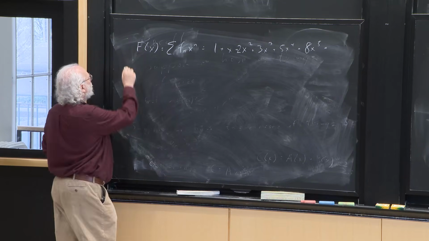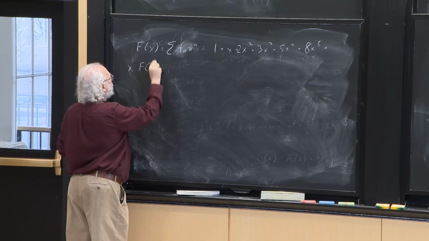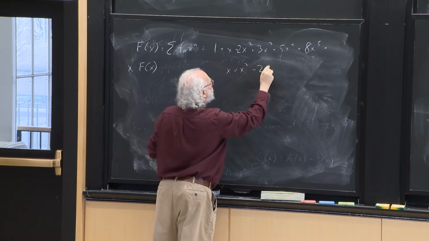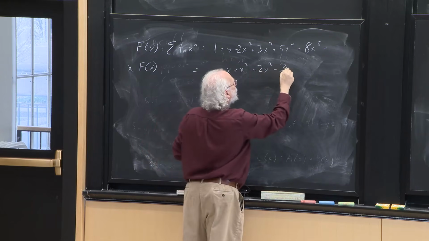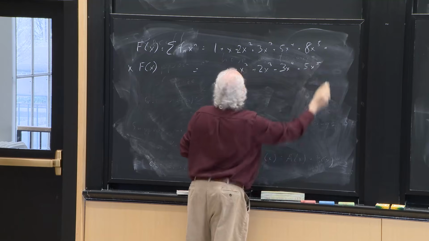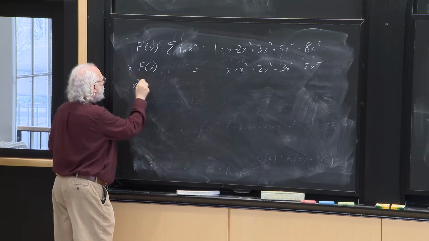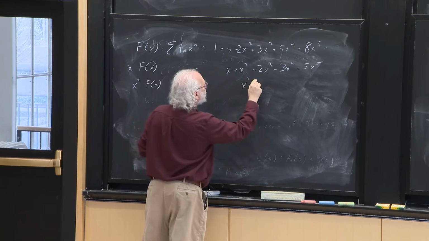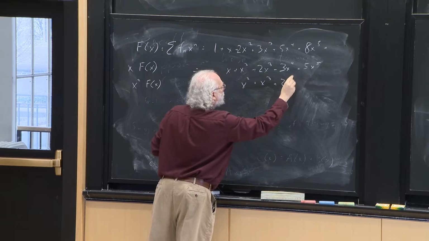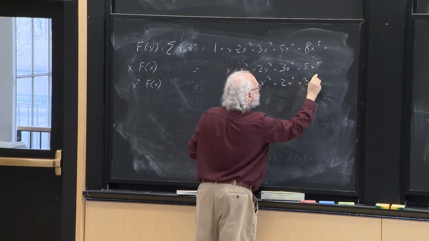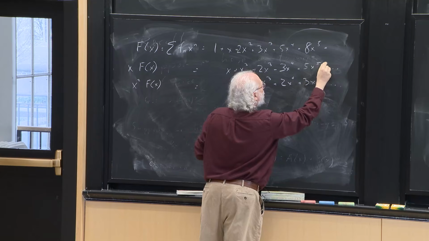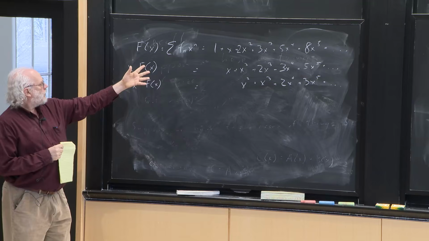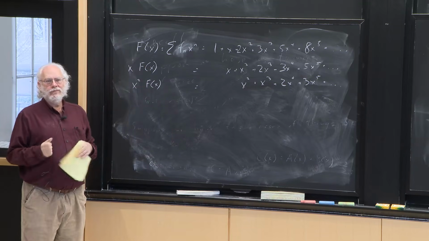Well, let's take x F of x equals x plus x squared plus 2x cubed plus 3x to the 4th plus 5x to the 5th. And x squared F of x equals x squared plus x cubed plus 2x to the 4th plus 3x to the 5th plus dot, dot, dot. Okay. So now we have these three formulas. Can anybody tell me what I should do with them?